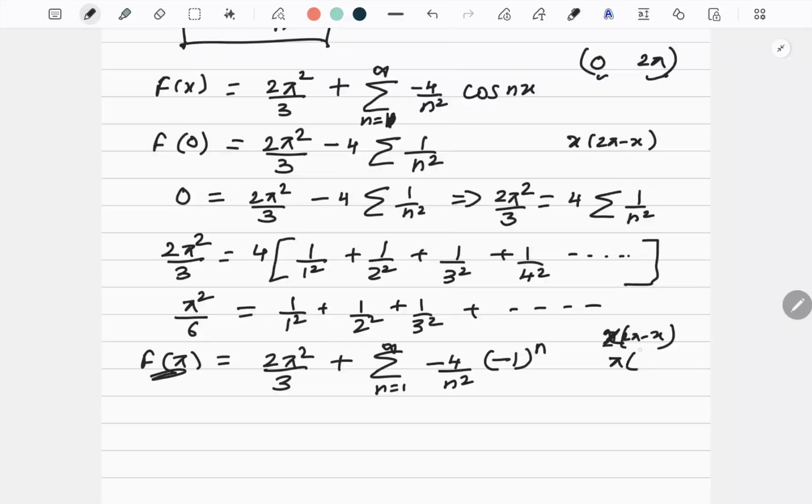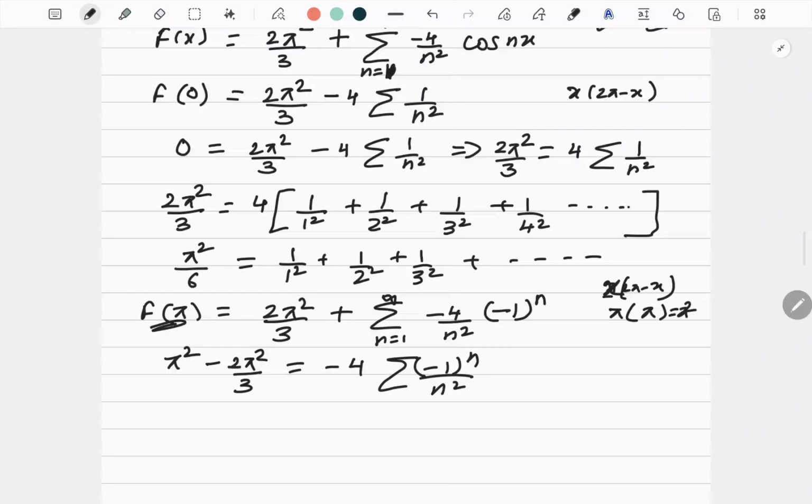So pi and 2 pi minus pi is again pi. So that is pi square. Correct? So f of pi value is pi square. So pi square minus 2 pi square by 3 is equal to minus 4 summation minus 1 to the power n upon n square. So here 3 minus 2 is 1. So pi square by 3 is equal to minus 4.